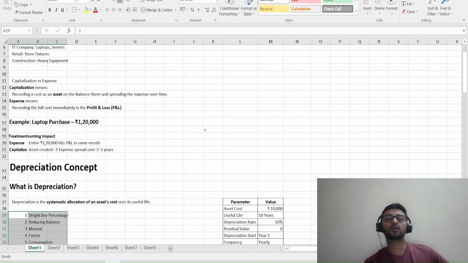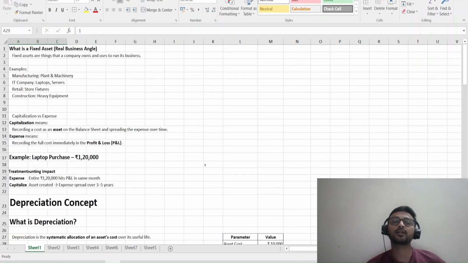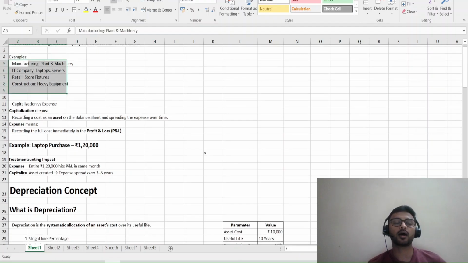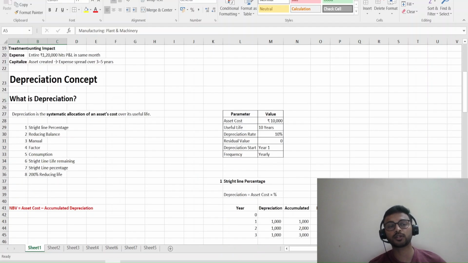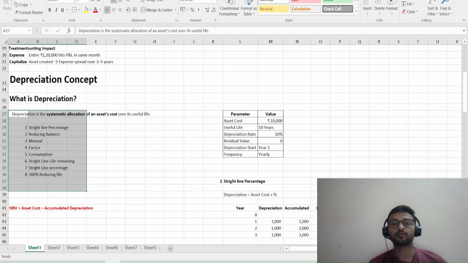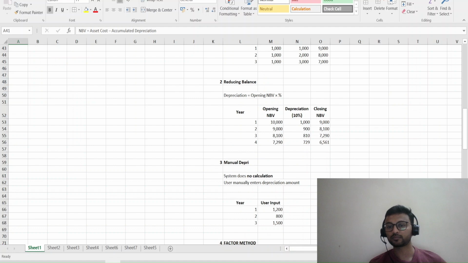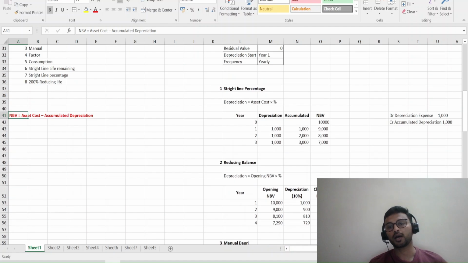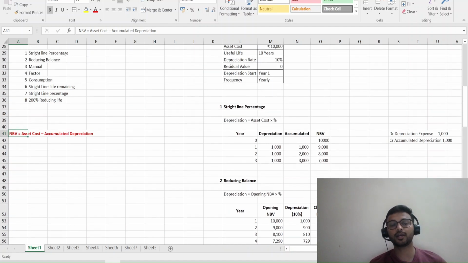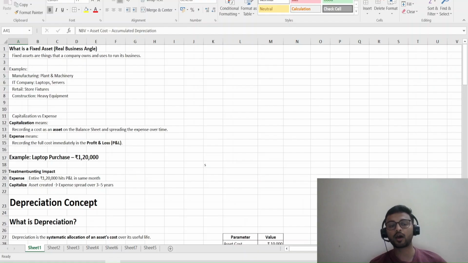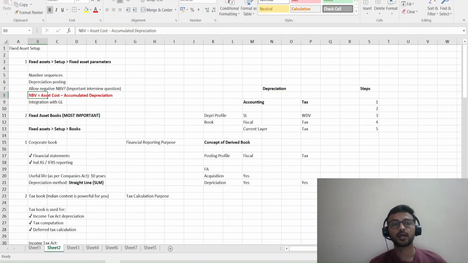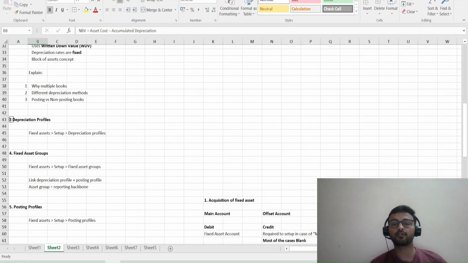In this video we understood what a fixed asset is for industry, what the depreciation methods are, how to calculate the depreciation, and what the NBV is. NBV is nothing but the asset cost minus accumulated depreciation. So we have covered these three concepts of fixed assets. Now we'll move towards the setup of the fixed asset in our next video.